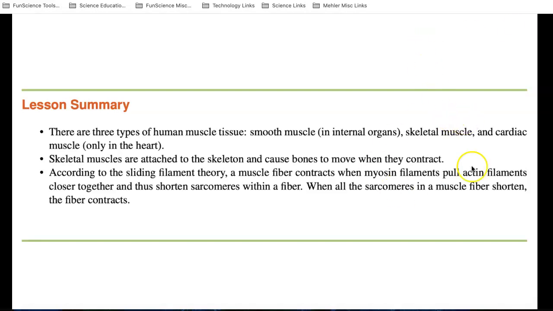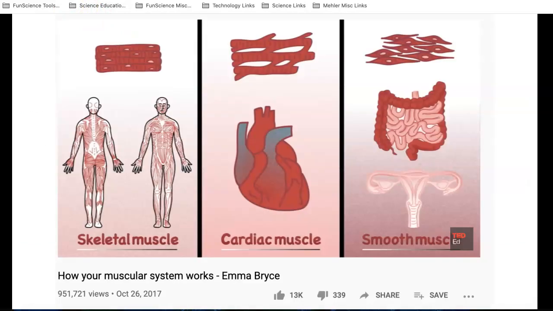Notice they don't say expand here, just whenever they contract. And how do muscles move? It's the sliding filament theory. There are two really excellent animations that I want you to watch, and they will be linked at the end of this screencast. They'll also be linked in the presentation itself.